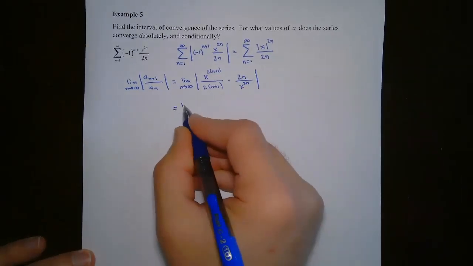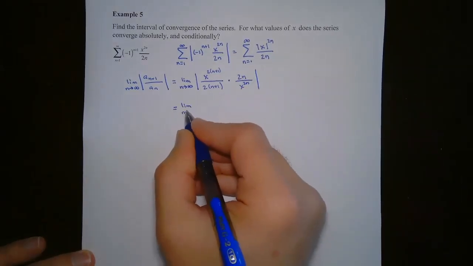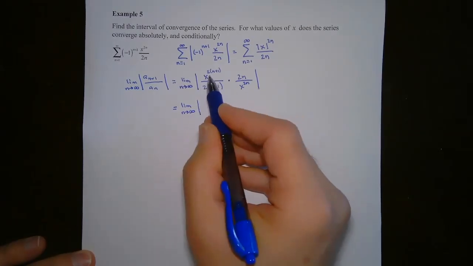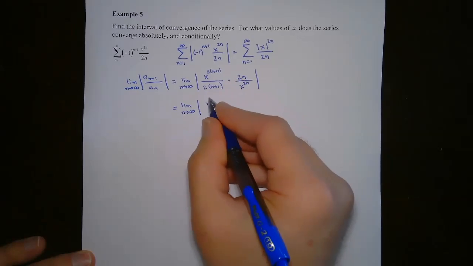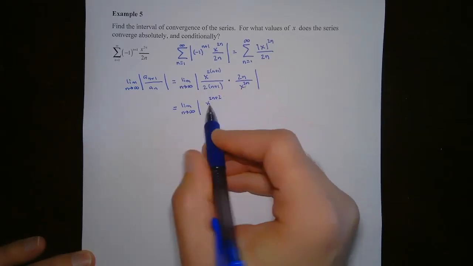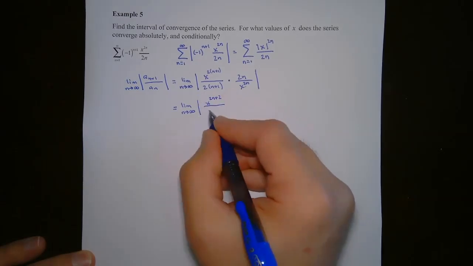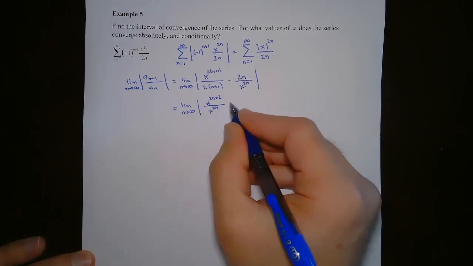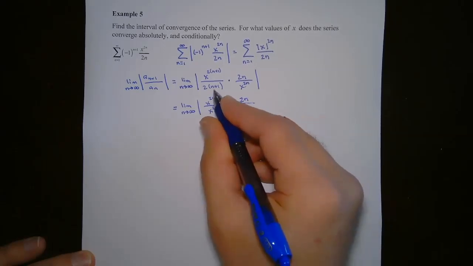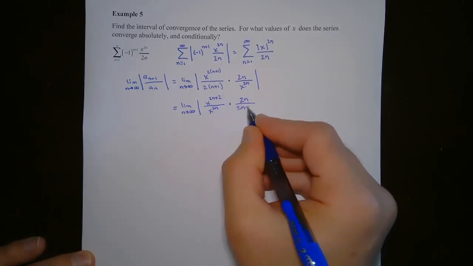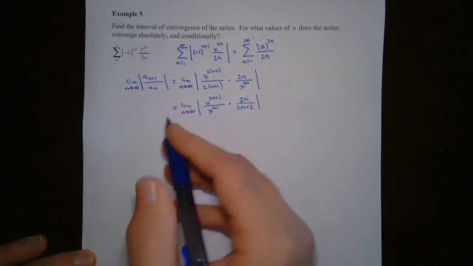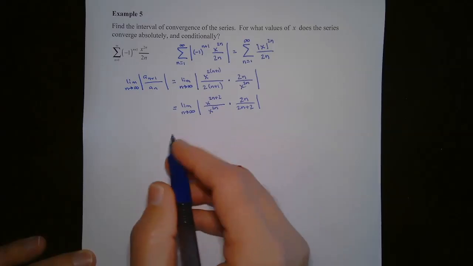All right, so this is equal to the limit as n approaches infinity of the absolute value of x to the 2n plus 2. And I'm going to put this denominator here underneath this one. So over x to the 2n, and then times 2n over 2n plus 2. Okay, so what happens when we take the absolute value of this? Oh, well, I'm going to actually clean this one up a little bit more, okay?